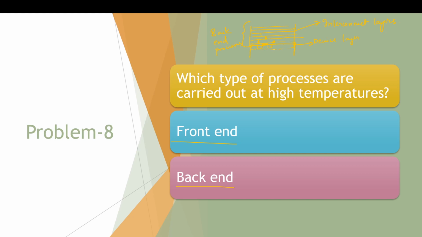So the device layer, where everything is in the purest form, is fabricated using front end processes, and when we start depositing metal on top of it, all those processes become the back end processes. So which type of processes are carried out at high temperatures? Do you think fabricating the device layer, the front end processes, will be carried out at high temperature or the back end ones?